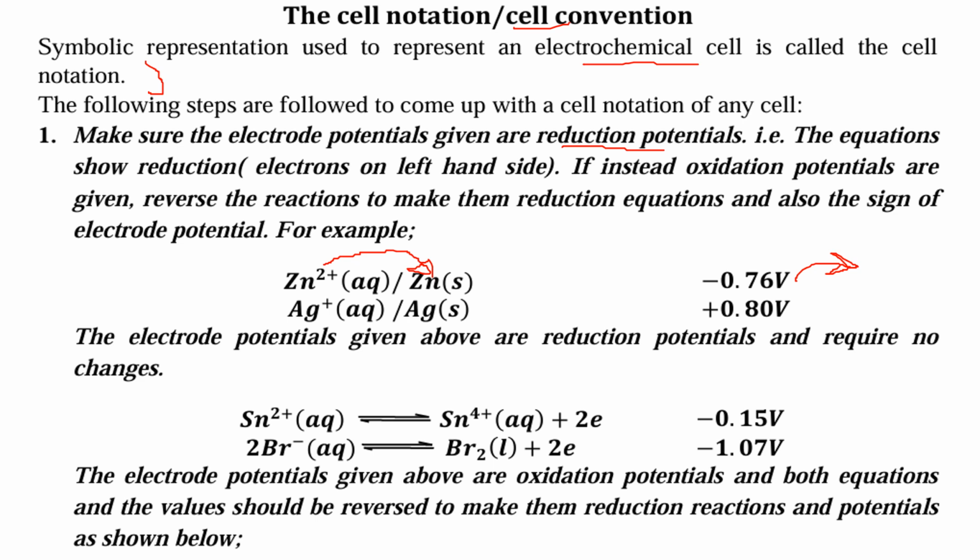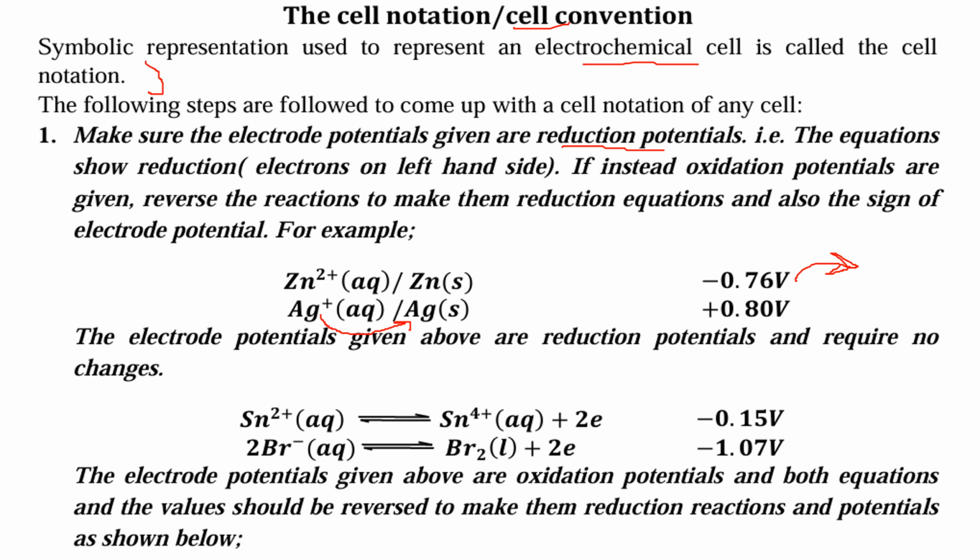But make sure that you notice reduction potentials. Reduction potential equations are those where the half cell proceeds with a decrease in oxidation state. These were good examples. You are seeing that for zinc, the oxidation state turned from +2 to 0, and for silver, the oxidation state turned from +1 to 0. And that's what we call a reduction equation or reduction potential.